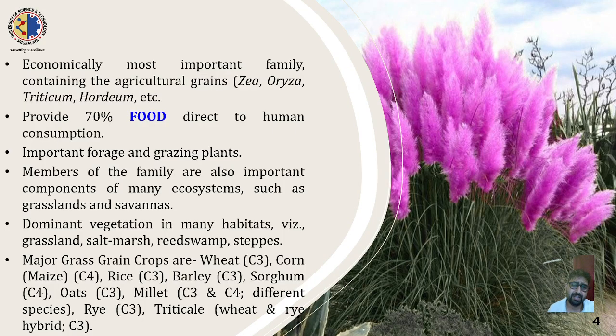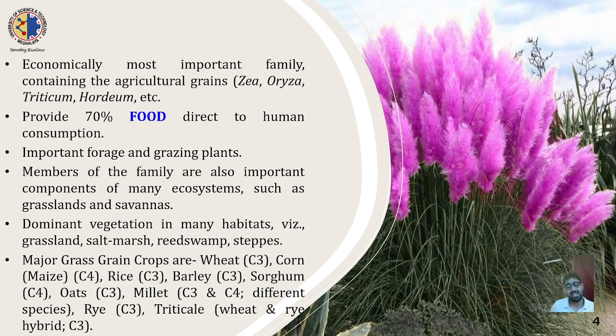Economically, it is the most important family, no doubt. Agricultural grains like rice, wheat, maize, barley, etc. are from this family, and we are directly consuming this food. About 70% of our food comes directly from this family, and not only human beings; our cattle are also dependent on this family for forage.